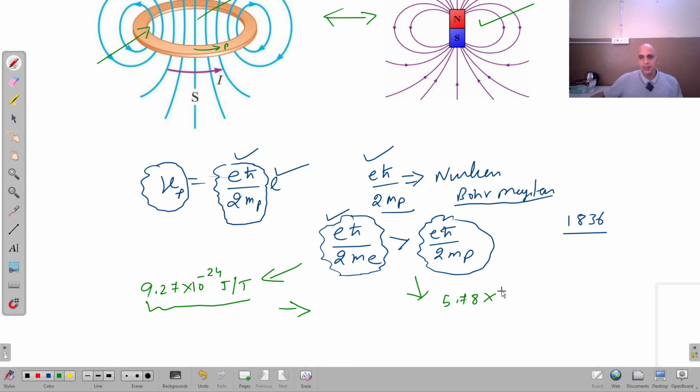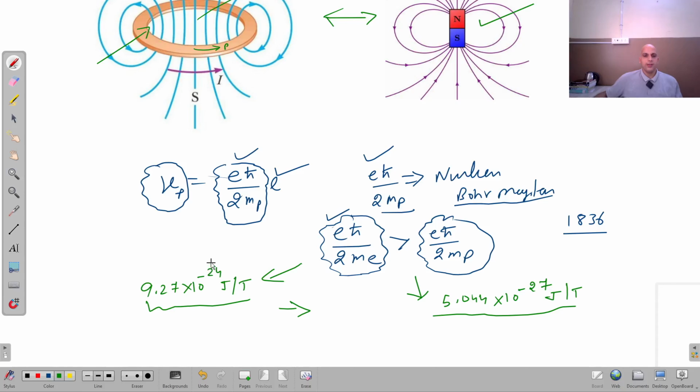5.04 into 10 raised to power minus 27 joule per Tesla. I wrote it wrongly at first. So this is the value.